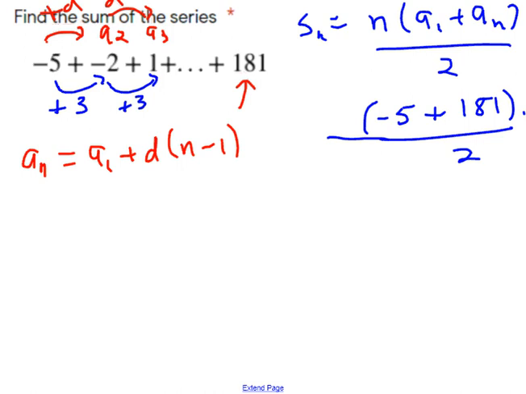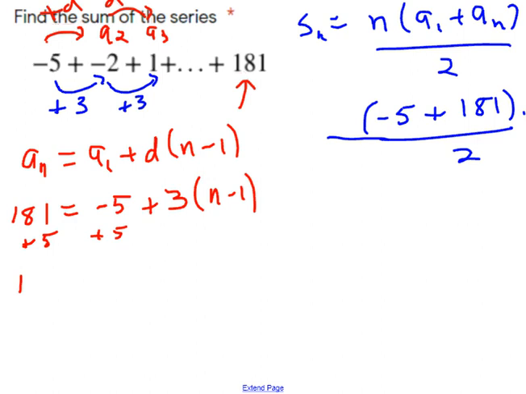So now I can, again, plug in my numbers. I know my nth term is 181. My first term was -5. My common difference is 3. I'm going to do that n minus 1 many times. And now we just have an algebraic equation we solve. First thing we undo is subtract 5 by adding 5.